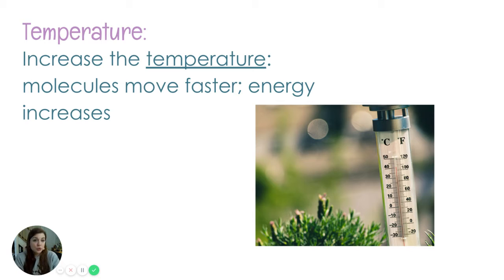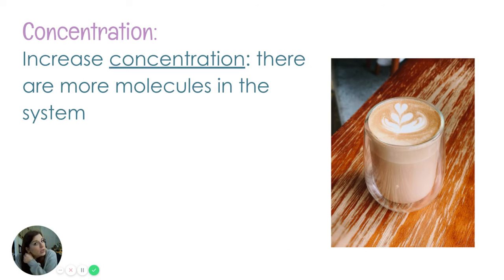Next thing we can do to ensure an effective collision is to increase the temperature. So as our temperature is rising, particles move faster. And when they move faster, their overall energy increases, giving them good power for the home run high five. Next, we have concentration. If you increase the concentration, you're adding more molecules. Remember, concentration is a measure of how much stuff is in your other stuff. So in this case, how much milk is in this coffee. Increasing the concentration means that there's more particles that are able to have a reaction together.